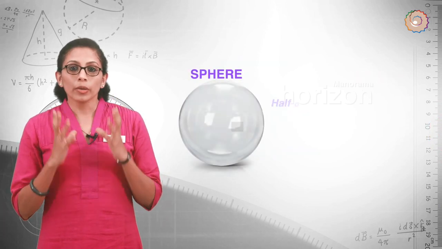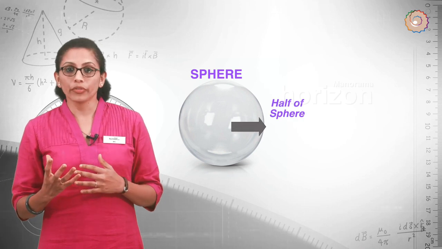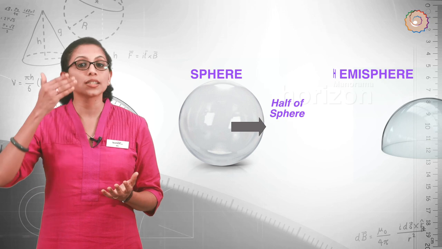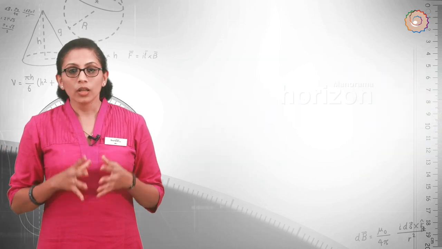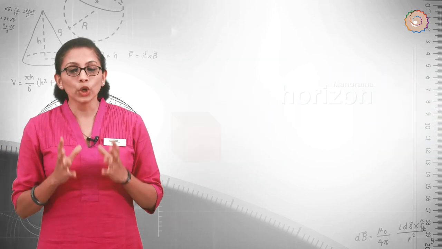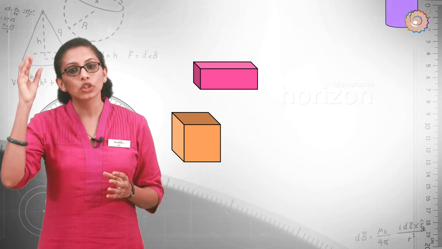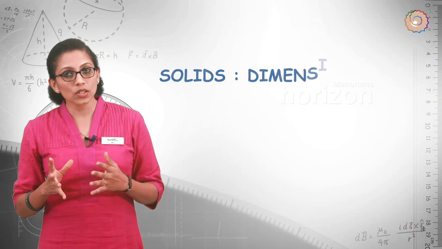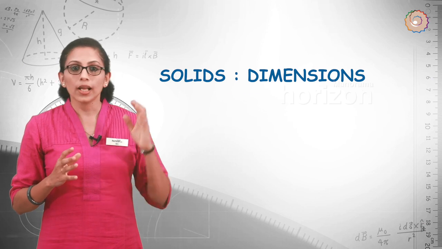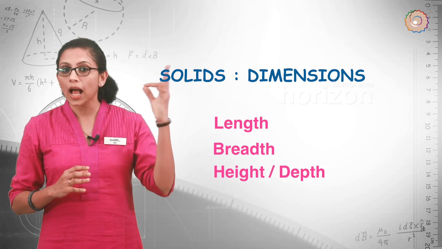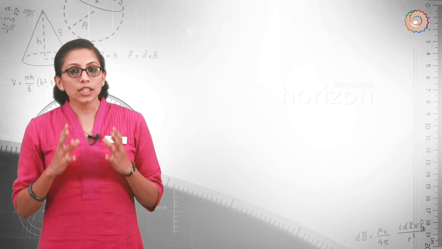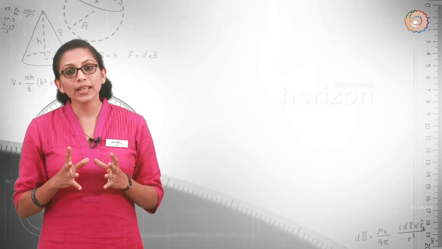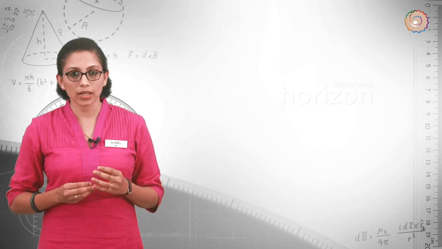Now, from a sphere, we can obtain another solid figure which is a hemisphere. What is a hemisphere? It is a half of a sphere. These are the basic solids: cube, cuboid, cylinder, cone, sphere and hemisphere. These basic solids have 3 dimensions: length, breadth and height or depth. Surface area and volumes of these basic solids can be easily calculated using simple formulas.